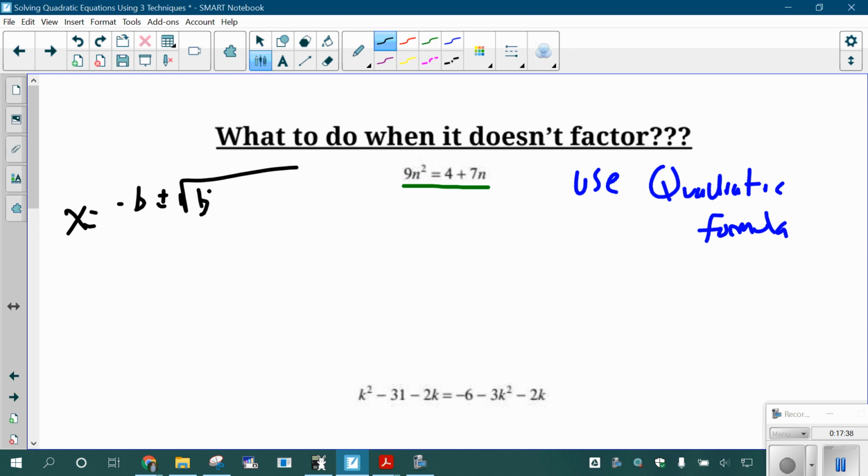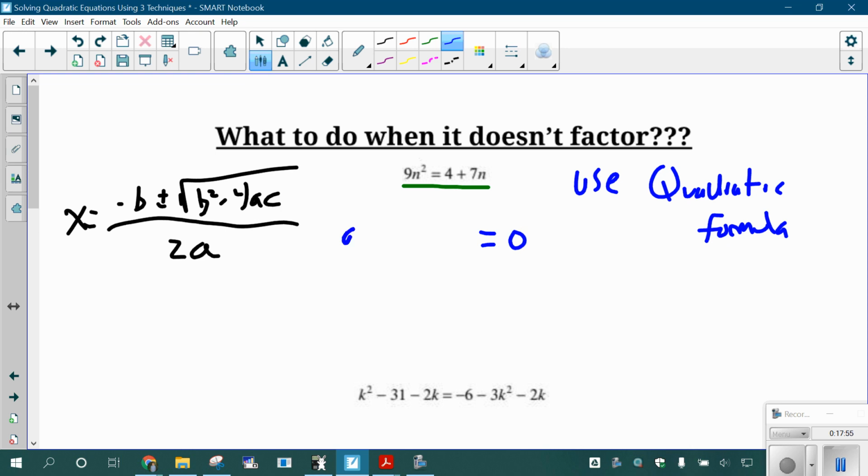I will provide you with this. You don't need to memorize it. You do need to know how to use it. So you'll notice it has an A and a B and a C in it. When you have a quadratic, before you do quadratic formula, you need to move it all over to one side so that it's equal to 0.